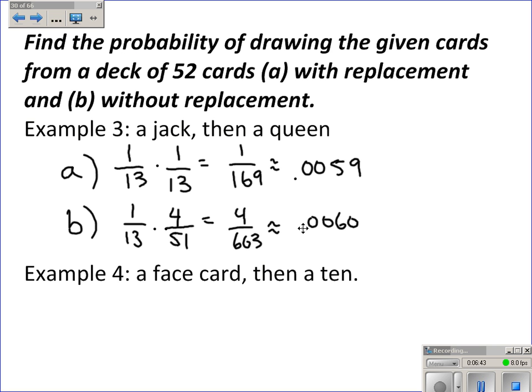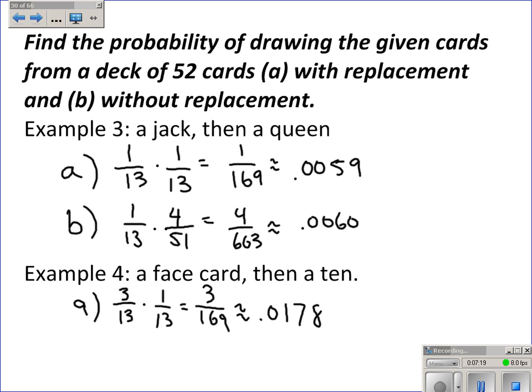Okay, example 4, a face card and then a 10. So in A, with replacement, drawing a face card, there's 3 out of 13, because Jack, King, Queen are all face cards out of the 13 that are possible. And then if you put it back, drawing a 10 would be 1 out of 13. So the answer is 3 out of 169, which is about 0.0178.